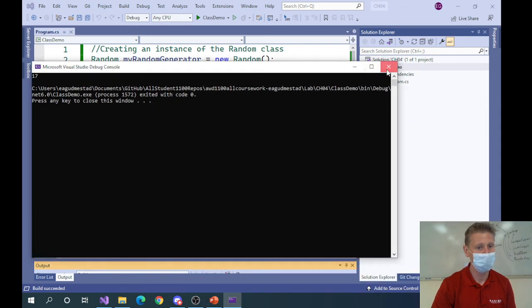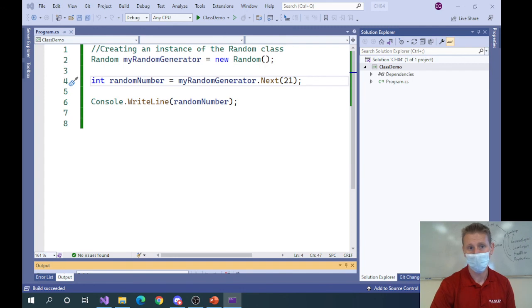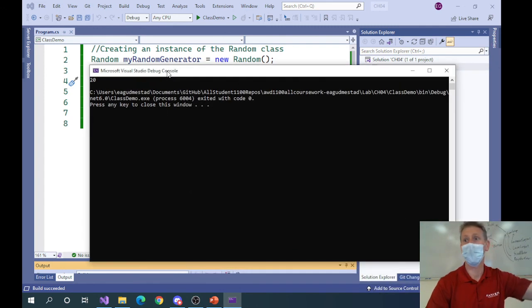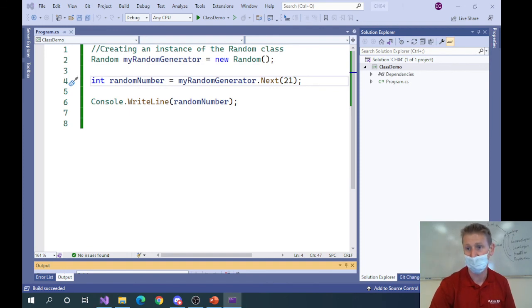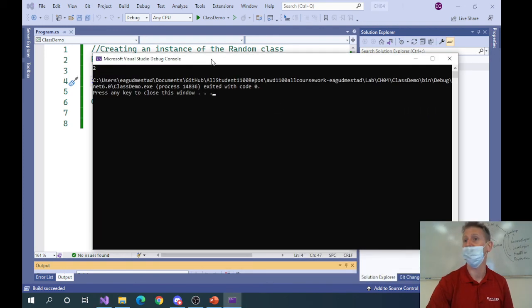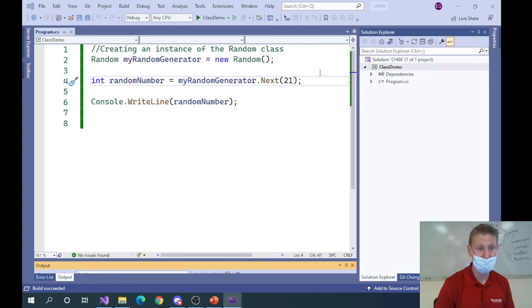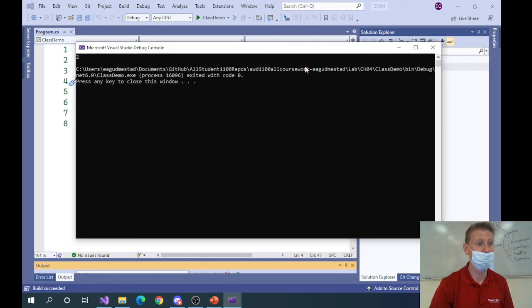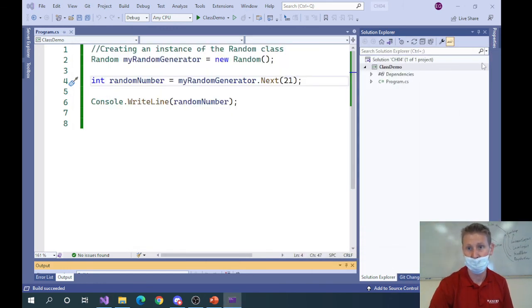So 17, 20, less than 21. So not equal to 21. I should not get 21 here, based on my understanding. Right? So I'm going to get a non-negative number. Sometimes they'll be the same, right? They'll just be a couple 2s in a row.